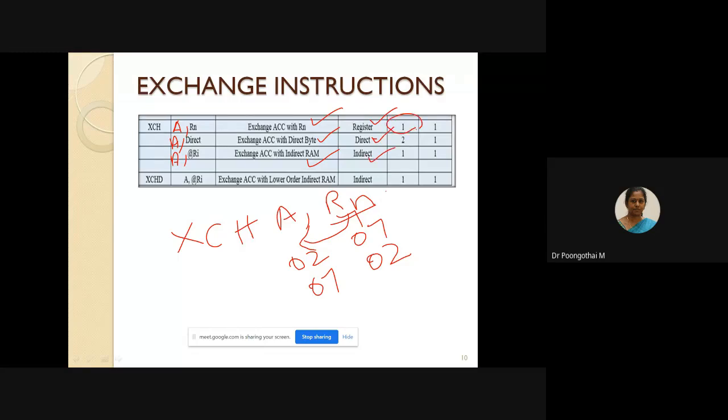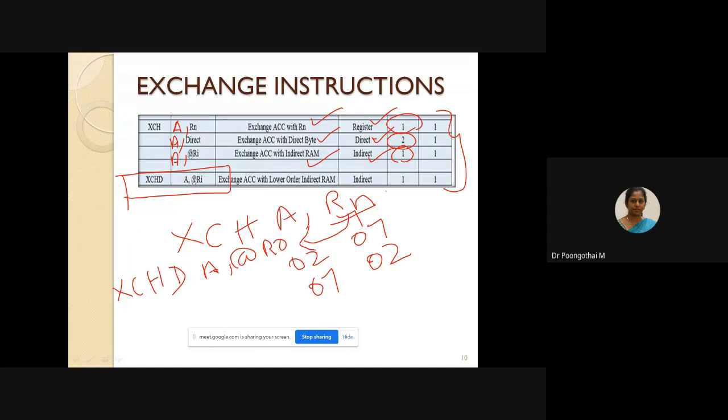These require 1 byte of addressable memory, 2 bytes and 1 byte, and all the instructions require 1 machine cycle to execute. And this one is different, exchange digits. Only the LSB exchange is allowed here. For example, exchange digits A comma at R0. The data pointed by R0 is exchanged with the accumulator, restricted to the LSB alone.